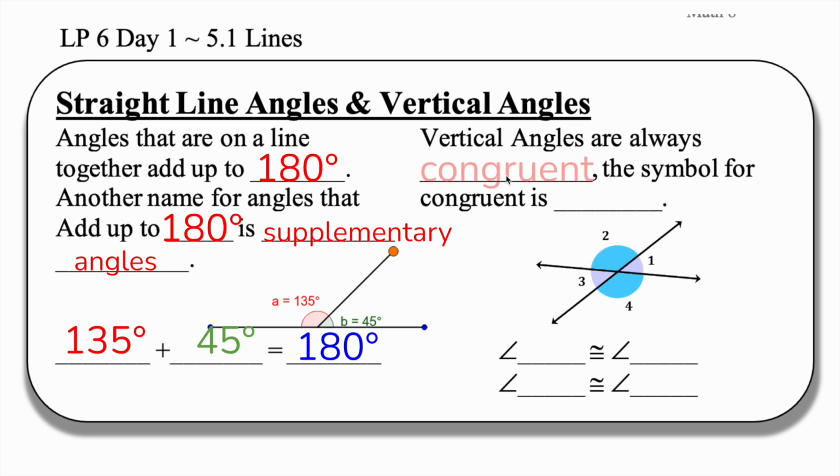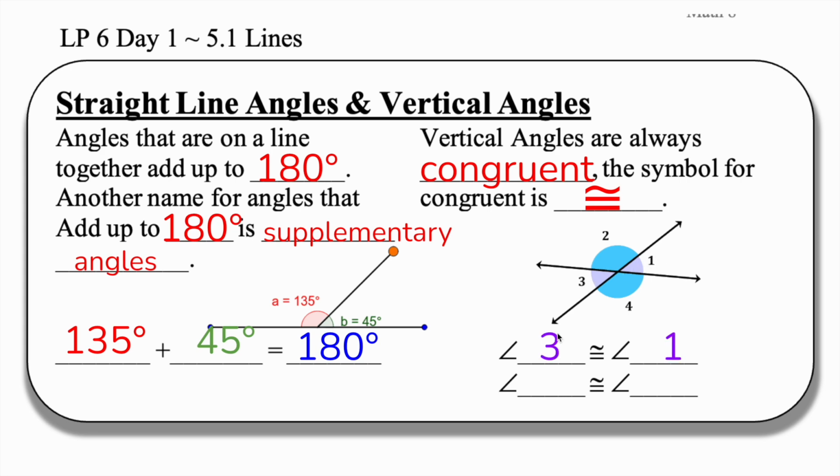Vertical angles are always congruent. The symbol for congruent is here. We have an equal sign with a little wave above it. So that's the congruent symbol. A vertical angle is going across a vertex. It doesn't have to be vertical, it's just the name of it. But anytime I have two lines crossing, I go across the vertex and those angles will match.